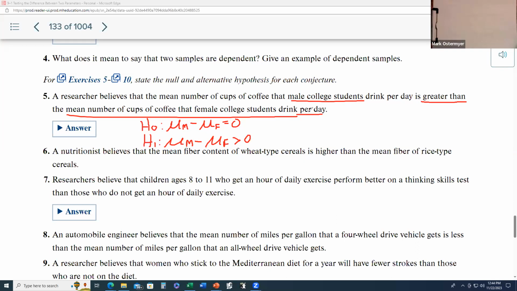And the key is that these samples that would be chosen from each of these respective populations would be classified as being independent samples, because there's no relationship between these students here, no biological relationship, etc. So these are independent samples that would be selected here. All right, so that'd be an upper tail test there.